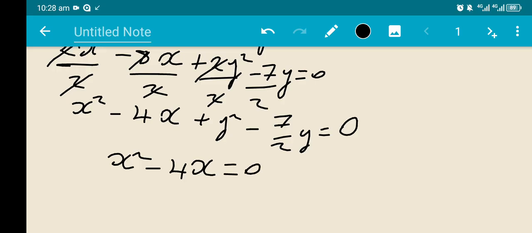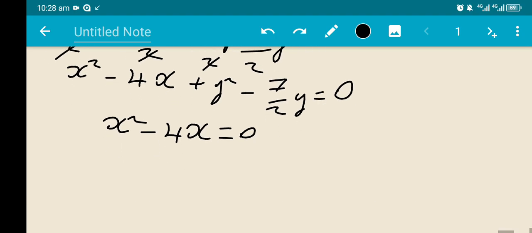Okay, which is this right here. This is just more of a revision of how to do the completing the square method. What you're going to do here is this. You're going to take this value here. Okay, you write it as it is.